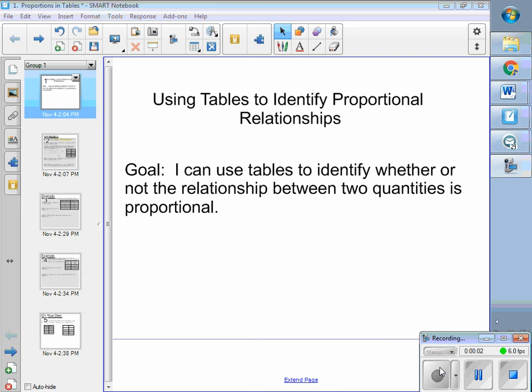Today's lesson is using tables to identify proportional relationships. Our goal is that we use tables to identify whether or not the relationship between two quantities is proportional.